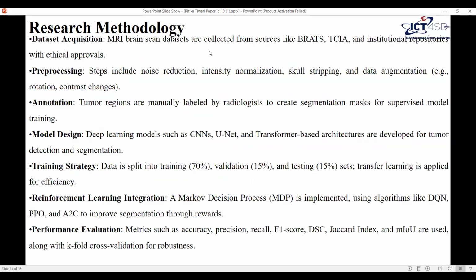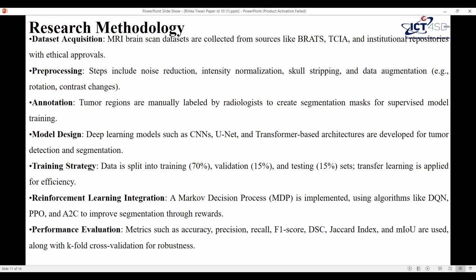Research methodology: first we need to acquire the data sets, which will be in the form of BRATS or TCIA, or an actual data set with the help of a medical sector. Next is processing of that data set, including noise reduction, intensity normalization, skull stripping, and augmentation in the form of rotation and contrast changes.